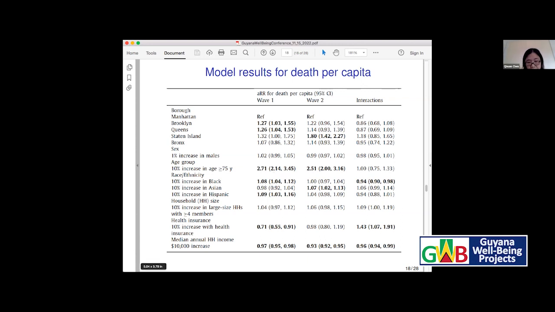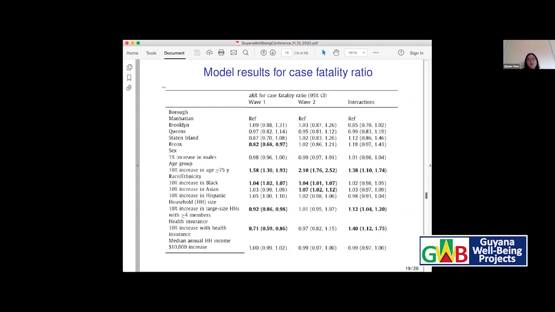For health insurance, a neighborhood with a higher percentage of health insurance also has a lower rate of death per capita. Median household income is a protective risk factor for both wave 1 and wave 2. So household income is a protective risk factor for both incidence rate and death per capita. The final model we would like to see is the case fatality ratio.